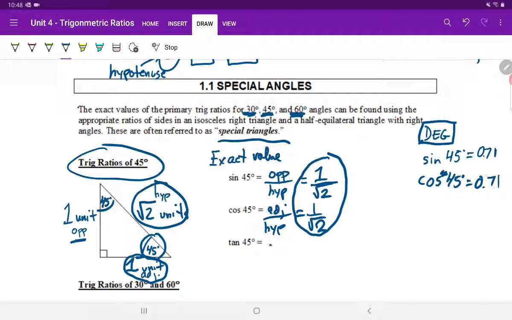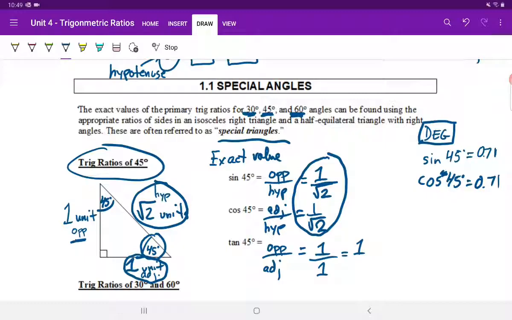Okay, so next, let's do opposite over adjacent. So my opposite side here is 1. My adjacent side is also 1. So tan of 45, and you can try this on your calculator, pressing tan 45, you'll get 1. And why is that? Because at a 45-degree reference angle, the ratio of opposite to adjacent side lengths of a right angle triangle is 1 to 1. They're the same value for a 45-degree angle.